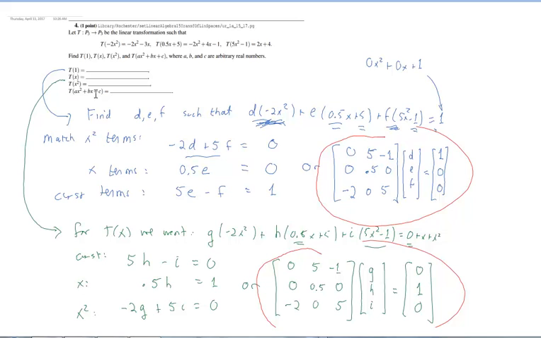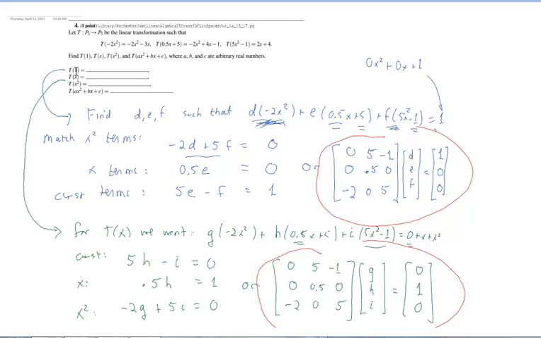So what we want to do is express these polynomials 1, x, and x squared in terms of the polynomials that we know the action of T on. We know what T does to minus 2x squared. We know what T does to 0.5x plus 5. We know what T does to 5x squared minus 1. So if I can express 1 in terms of these 3 polynomials, then I can find T of 1 in terms of these 3 expressions. All right, so that's the strategy.